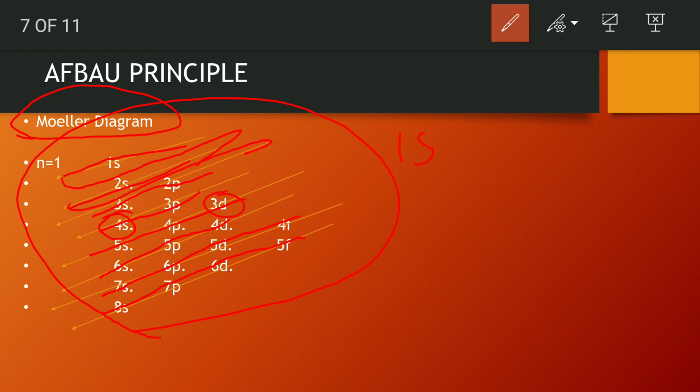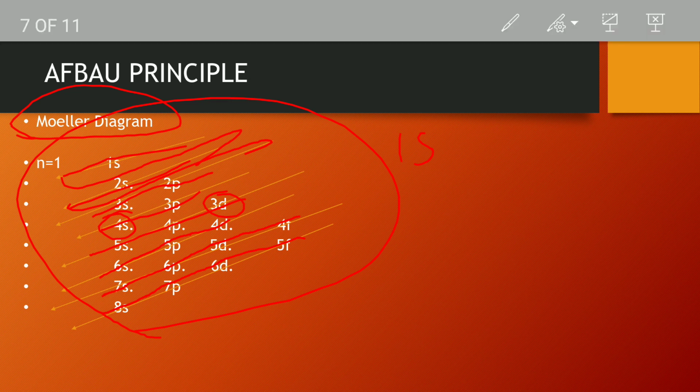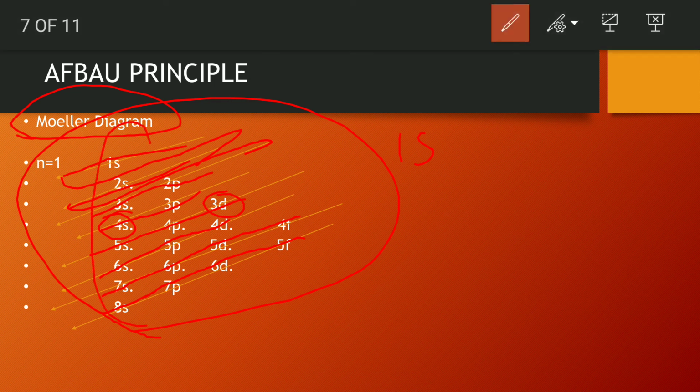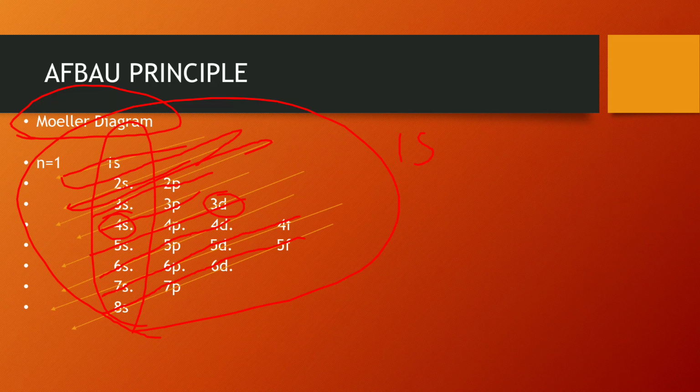I think you have understood this one. So that's all for today. This is a very short video on the Aufbau principle. In the next lecture, we will be discussing Pauli's exclusion principle, which is also a very important topic. Till then, you have to learn this diagram perfectly. So this is the end of our Aufbau principle. Let's meet in the next class. Till then, bye.